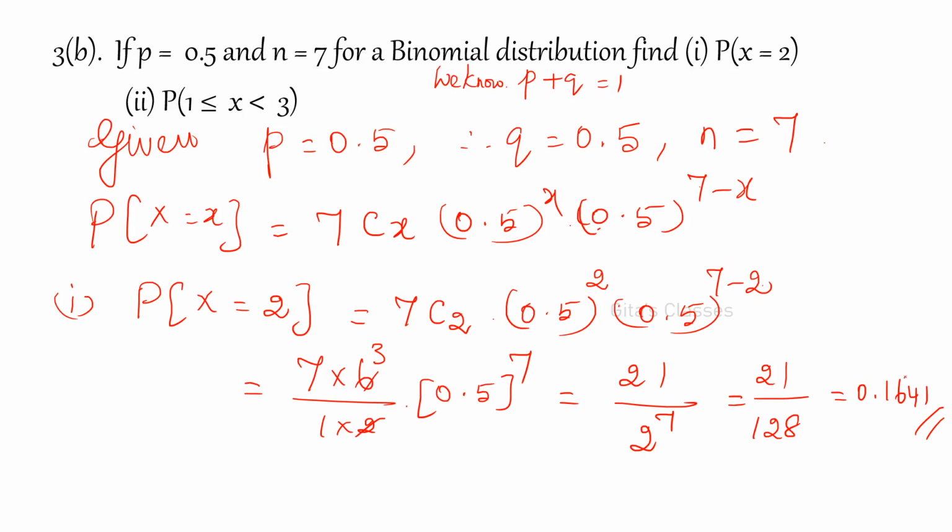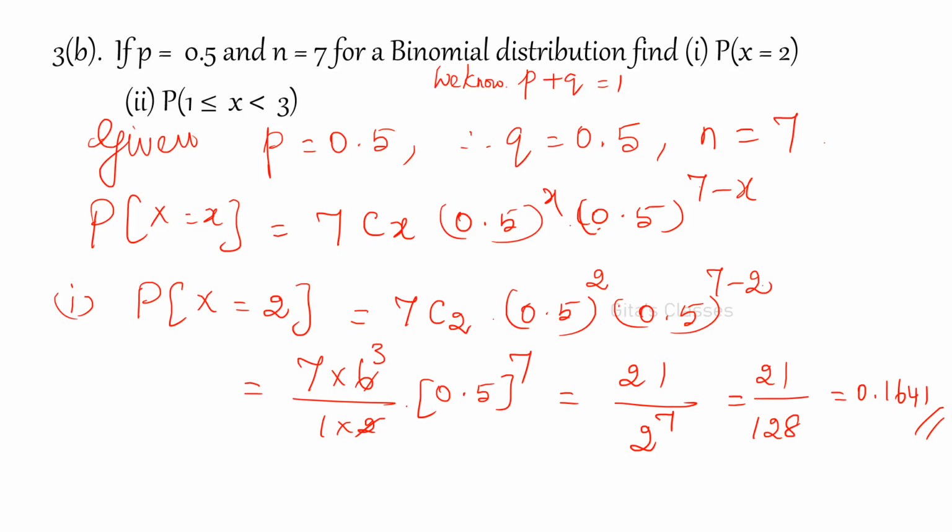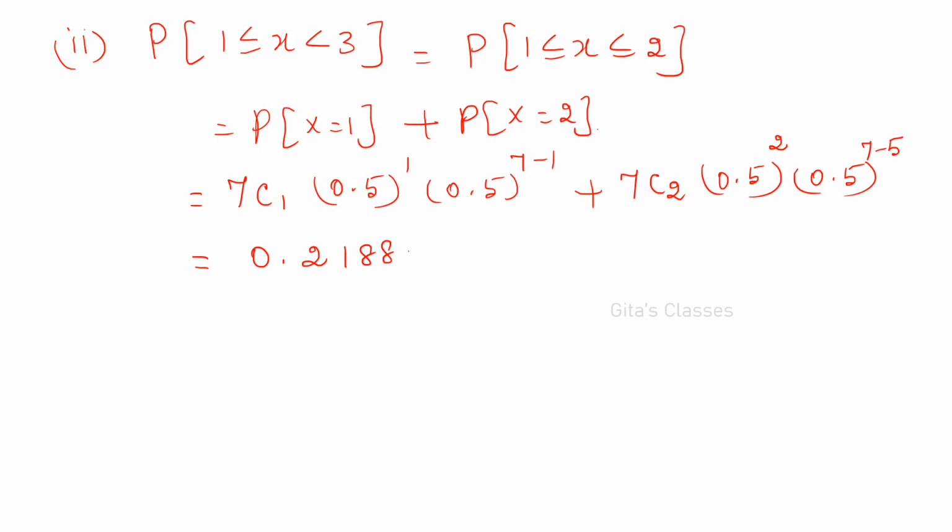Okay, just simplification. So this is actually 0.5 can be written as 1 by 2. That's why we have written 2 power 7 in the denominator. Okay. And next is 1 less than or equal to x less than 3. So actually here they have given probability of modulus of x less than or equal to something. I think it is a printing mistake. That's why I have considered it as 1 less than or equal to x less than 3. Sometimes it may be 0 less than or equal to also. I think if you have done like this, they will give full marks.